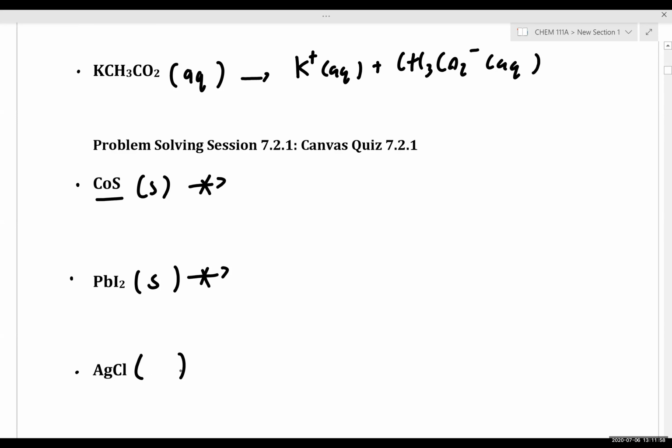Finally, would someone like to provide the state symbol for silver chloride? Is it soluble or insoluble? Insoluble. Yep, exactly right. So it does not dissociate. You're going to want to practice assigning the state symbols for ionic compounds and making sure you can easily identify soluble versus insoluble ionic compounds.